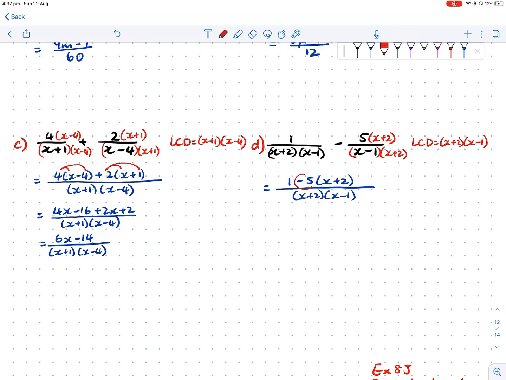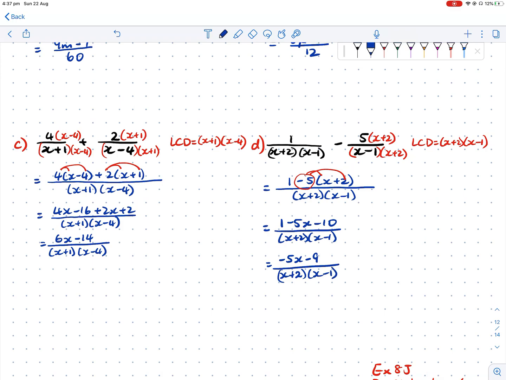So we're going to take that negative 5, expand minus 5 through. So 1 minus 5x minus 10 over x plus 2, x minus 1. When we go to collect like terms, we've got minus 5x minus 9 over x plus 2, x minus 1.